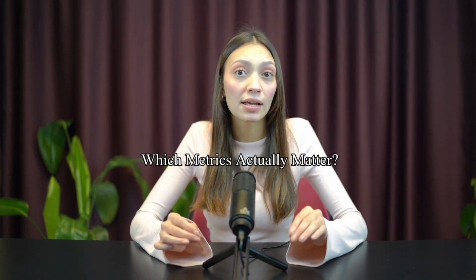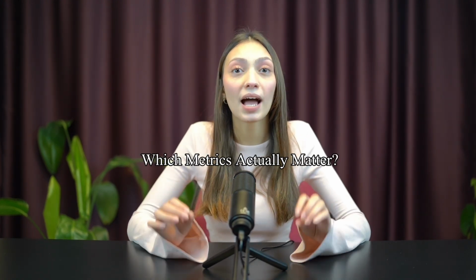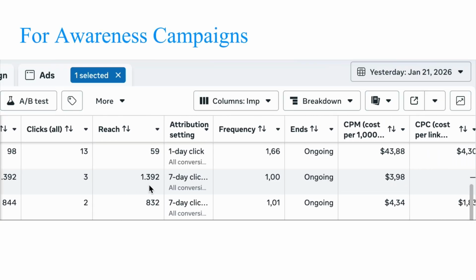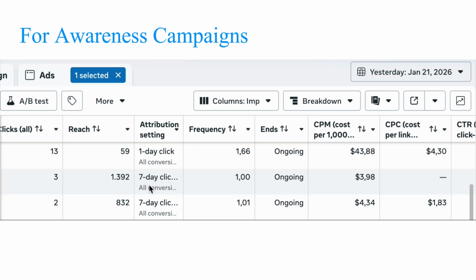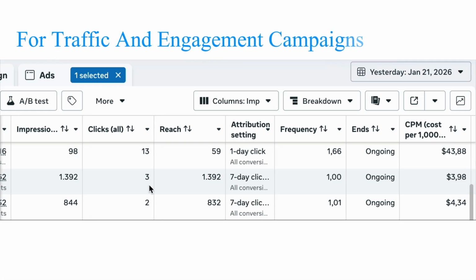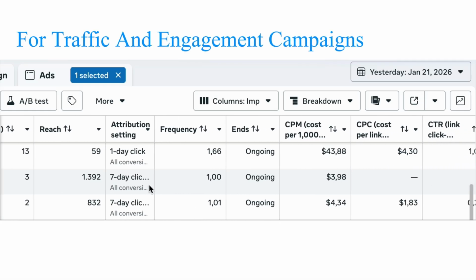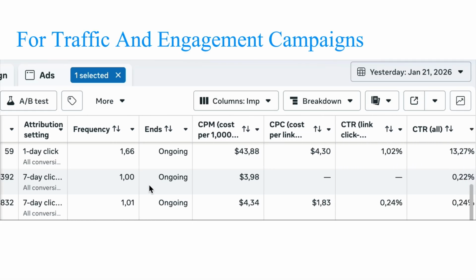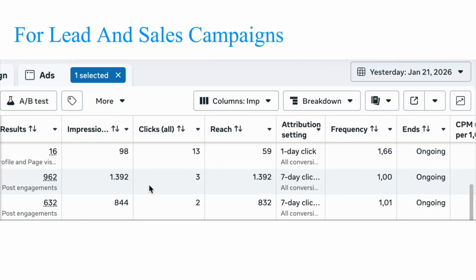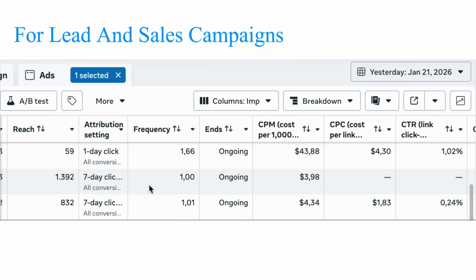After 3 to 5 days, it's time to analyze the results, but you need to know which metrics actually matter. For awareness campaigns, look at ad recall lift, engagements, likes, comments, shares, CPM, which shows how efficiently your ad is being delivered. For traffic and engagement campaigns, focus on click-through rates, CTR, cost per click, CPC. For lead and sales campaigns, look at conversion rate, return on ad spend, ROAS. Since this is an engagement campaign, we will focus on CTR and CPC.